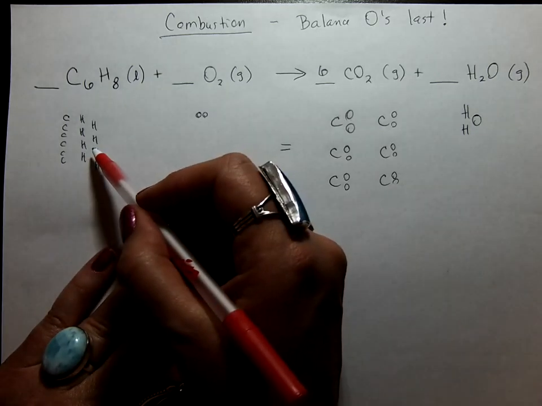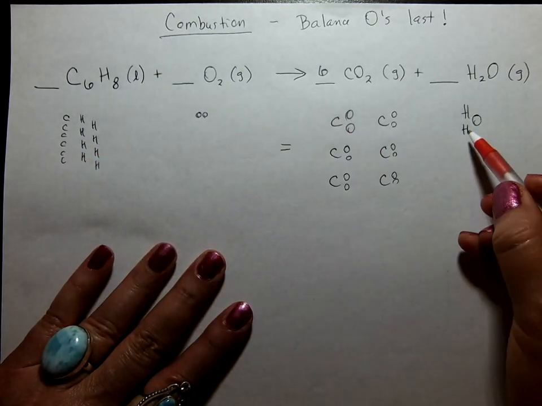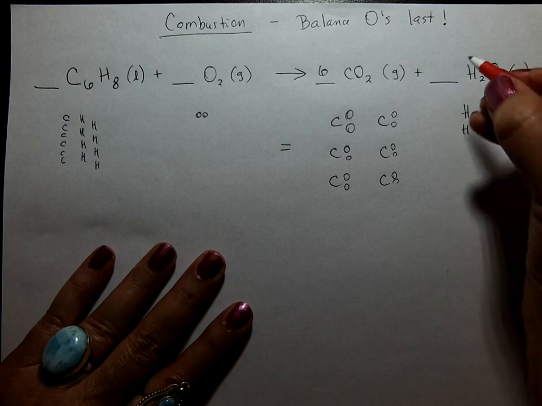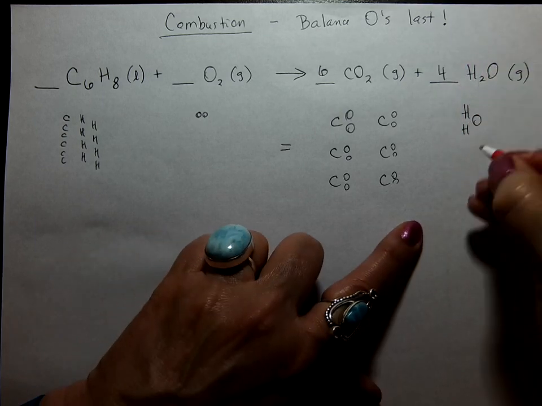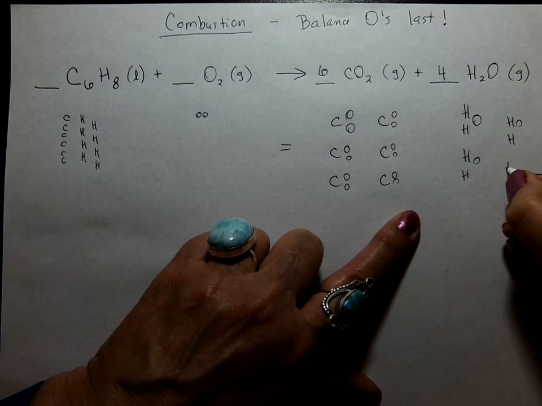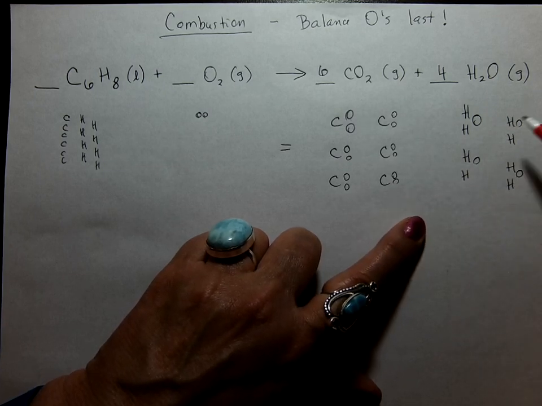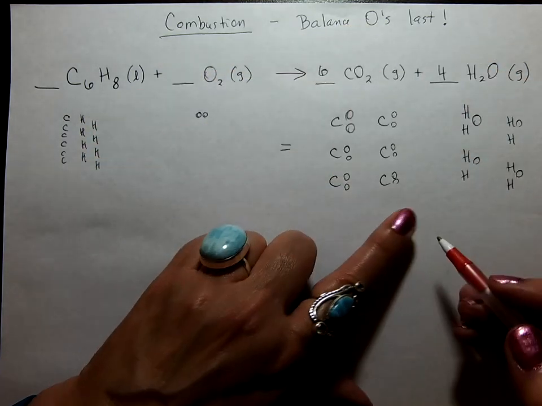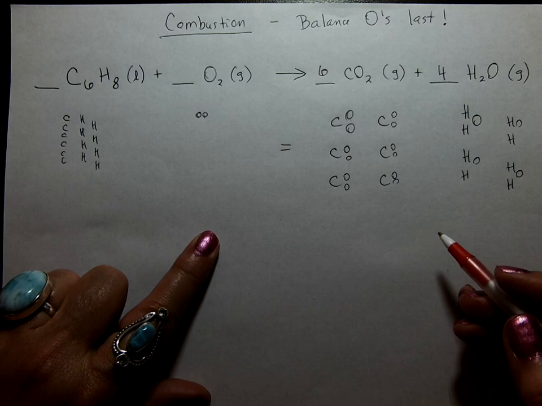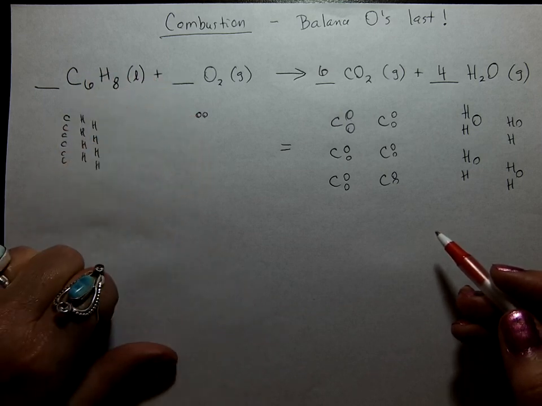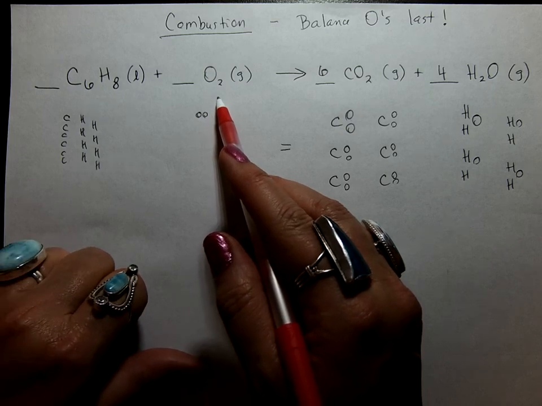Now I have 8 hydrogens. Over here I only have 2. So what do I want to put in front? You're correct if you said a 4. So now I'm going to have 4 steams. 1, 2, 3, 4, 5, 6, 7, 8 hydrogens to go with the 8 hydrogens. My hydrogens and carbons are balanced. Thumbs up. Now it's time to fix the oxygens.